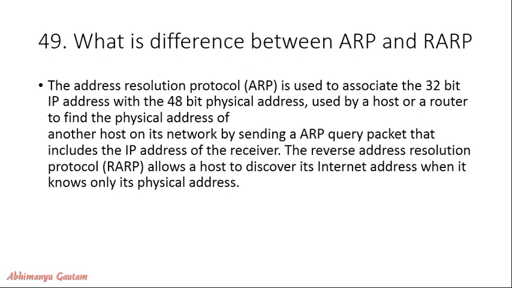What is the difference between ARP and RARP? The Address Resolution Protocol is used to associate the 32-bit IP address with the 48-bit physical address, used by a host or a router to find the physical address of another host on its network by sending an ARP query packet that includes the IP address of the receiver. The Reverse Address Resolution Protocol allows a host to discover its internet address when it knows only its physical address.